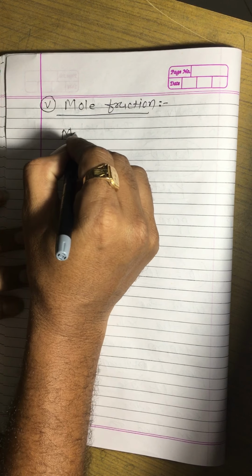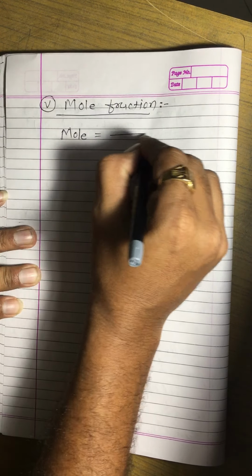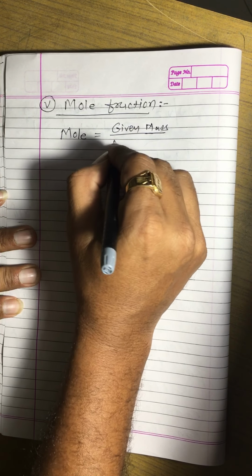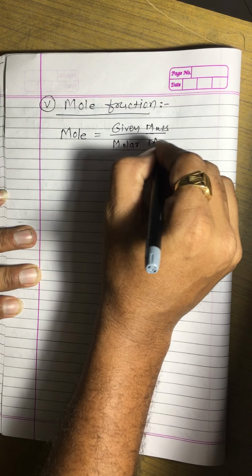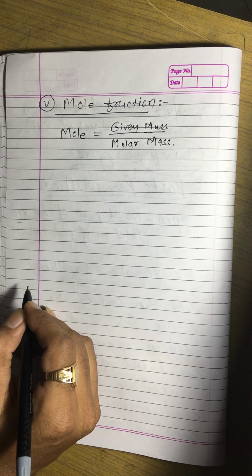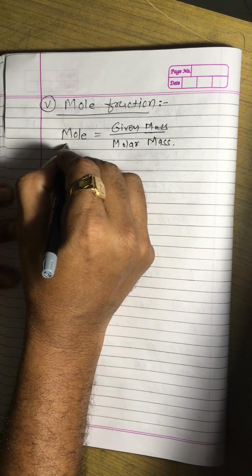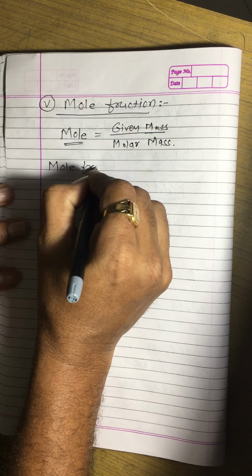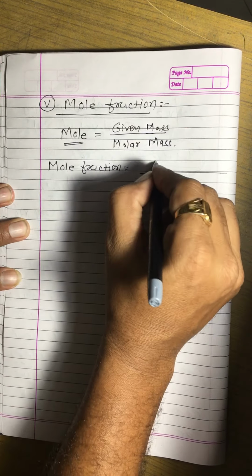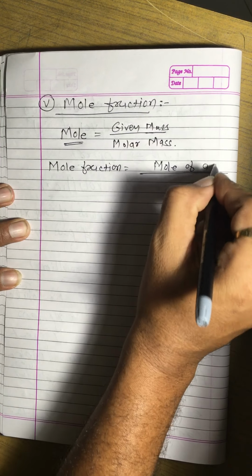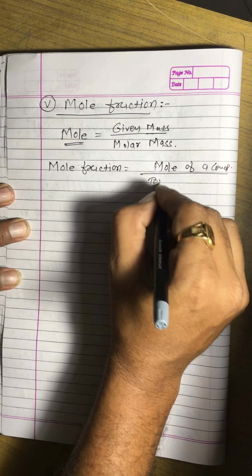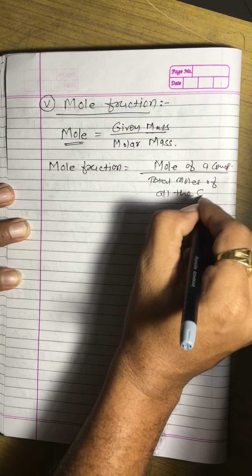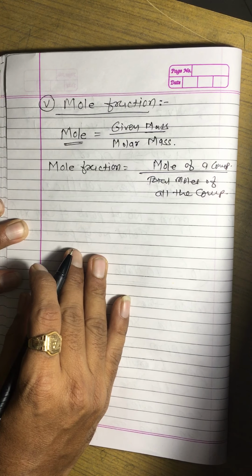Before we understand mole fraction, we have to remember what a mole is. Mole is the given mass of the component upon the molar mass or molecular mass of the component. By this formula we can get moles, and then mole fraction can be found by moles of a component upon total moles of all the components. This is the formula for mole fraction.